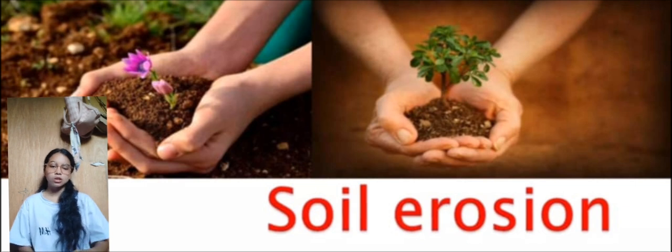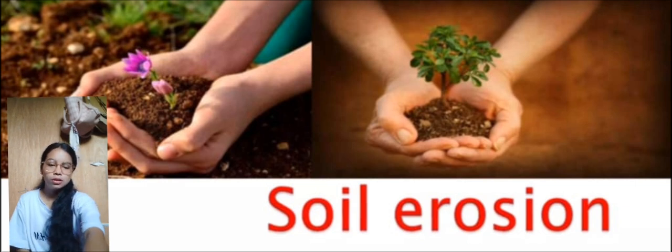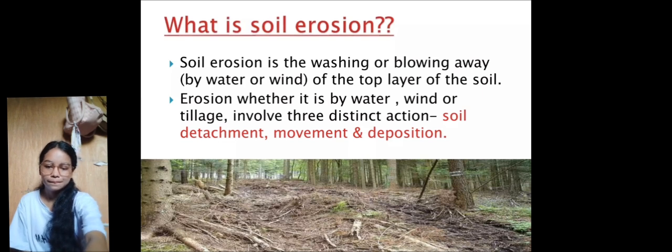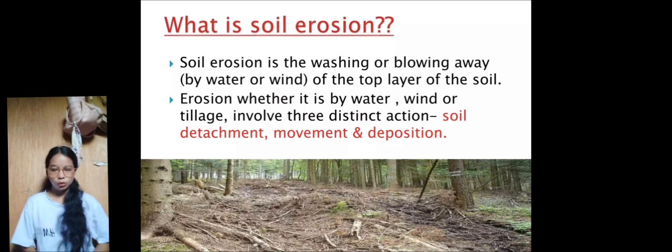But first, let us know what is soil erosion. Soil erosion is the washing or blowing away by water or wind of the top layer of the soil. Erosion, whether by water, wind, or tillage, involves three distinct actions: soil detachment, movement, and deposition.